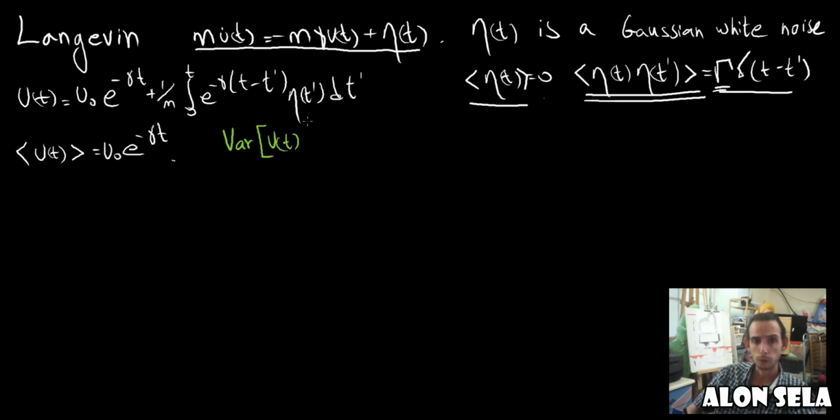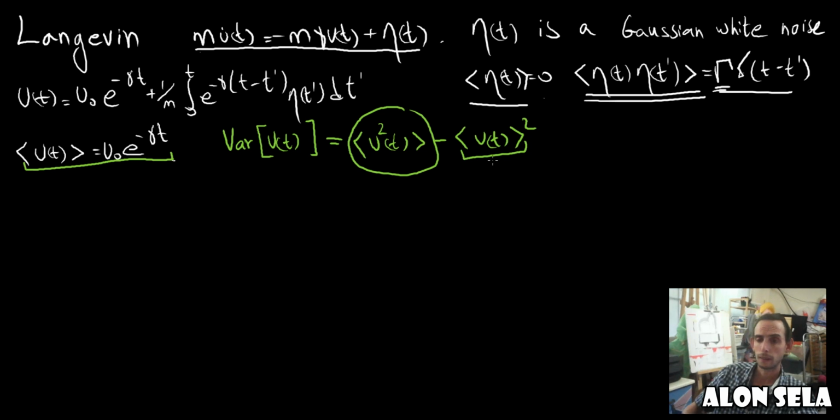This is what we want to find, and this is equal to the second moment, the expectation of v squared at time t, minus the square of the expectation of v at time t. So this thing right here we already found, and we are going to focus now on this expression right here. After we find it, we will be able to calculate the variance for the velocity.